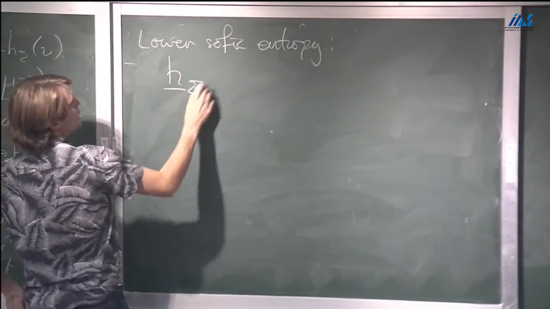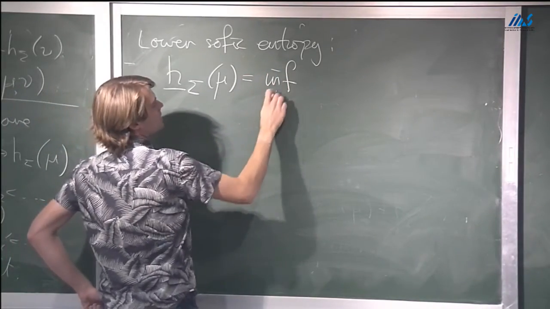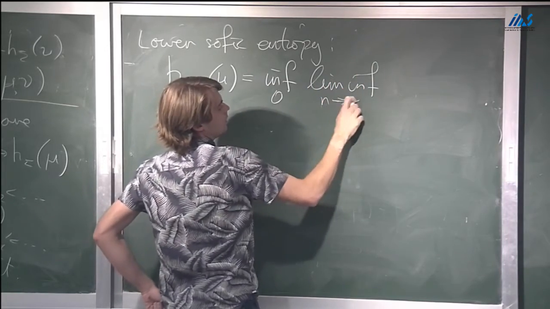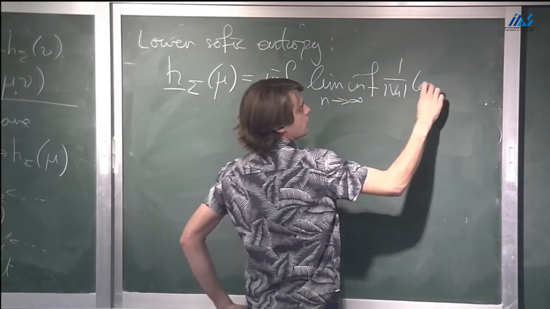So I'm going to write this h underlined of mu. Let's very quickly write it down. That's the inf over O of the lim inf as n tends to infinity of 1 over Vn log the number of good models.